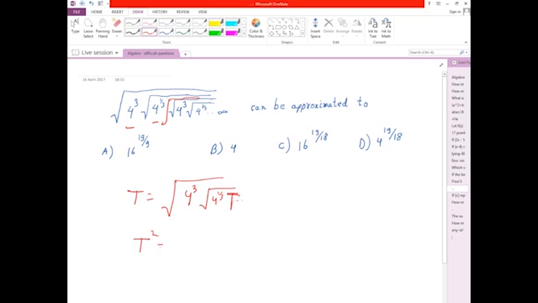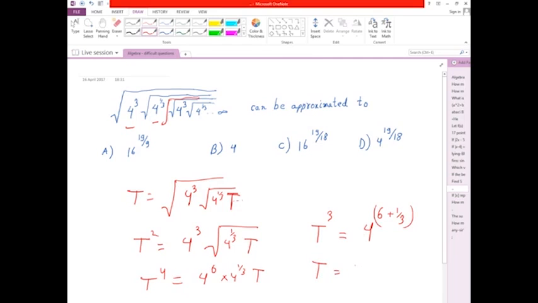So you square both sides, you are left with t square equal to 4 cube, 4 1 by 3t, and then you square again, and you're left with t to the power 4 equal to 4 to the power 6 into 4 1 by 3t. And so you are left with t cube equal to 4 to the power 6 plus 1 by 3, or t is equal to, this is 19 by 3, and you take a root 19 by 9. And then you can see which answers matter.